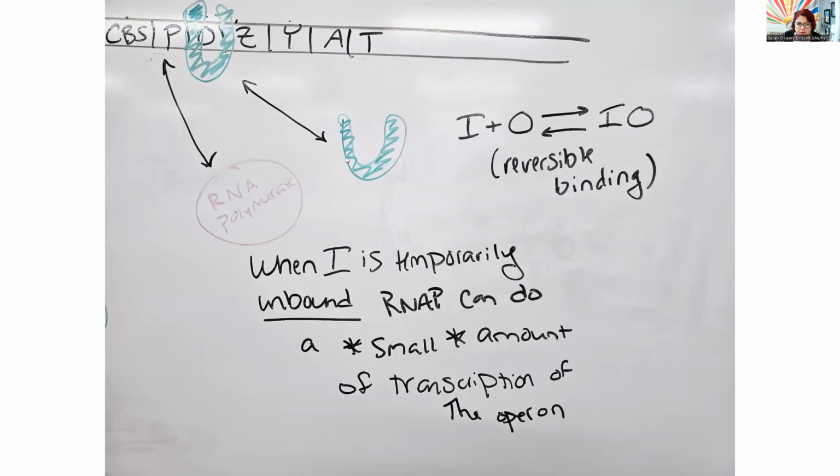And so when the inhibitor is temporarily unbound from the operator, that means that the RNA polymerase can bind and sneak through and make a few transcripts so that you get this low level of expression. Sometimes we will note the reversible binding, kind of like a chemical equation up here on the right. So the inhibitor plus the operator makes this inhibitor-operator complex, but at a certain rate, it is reversible.